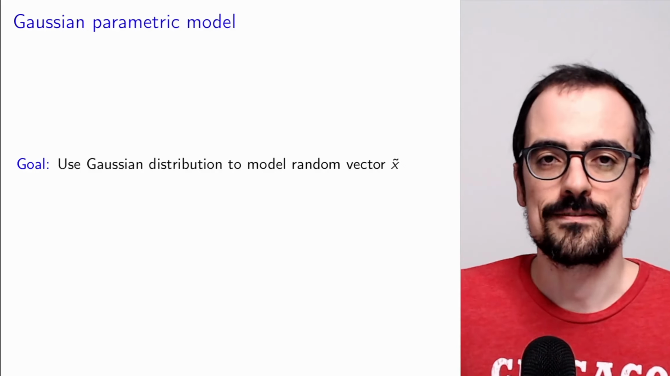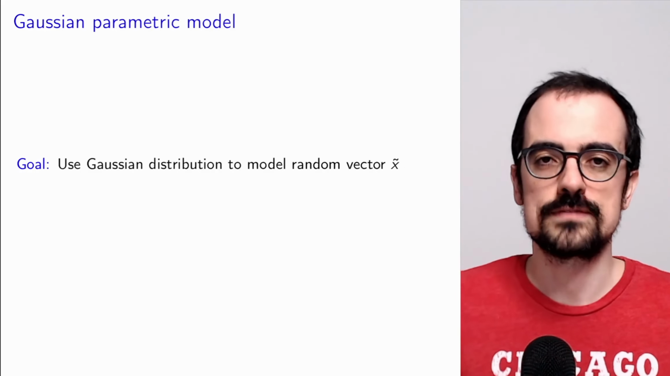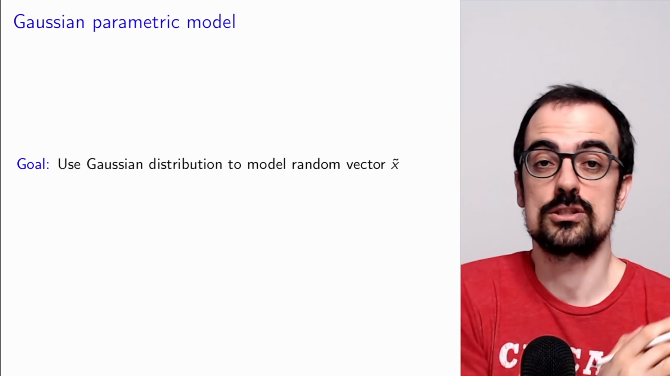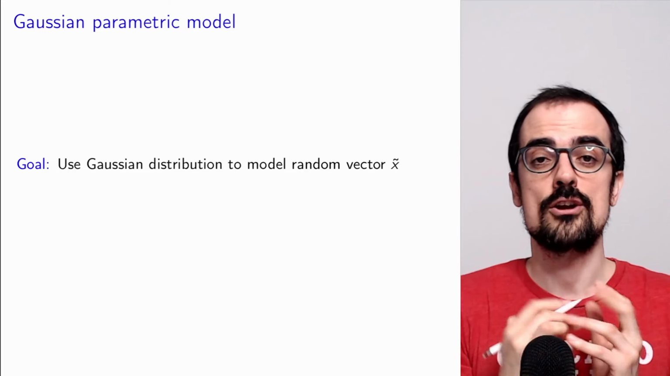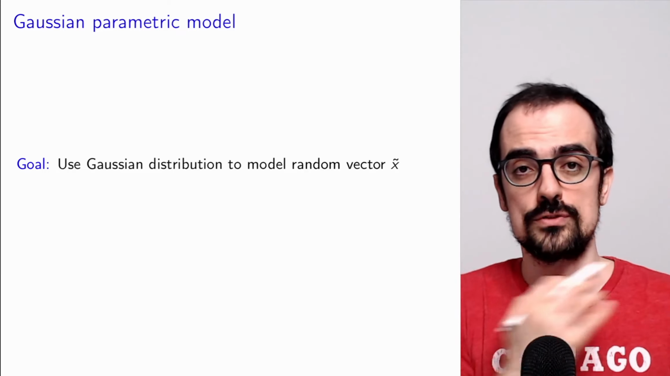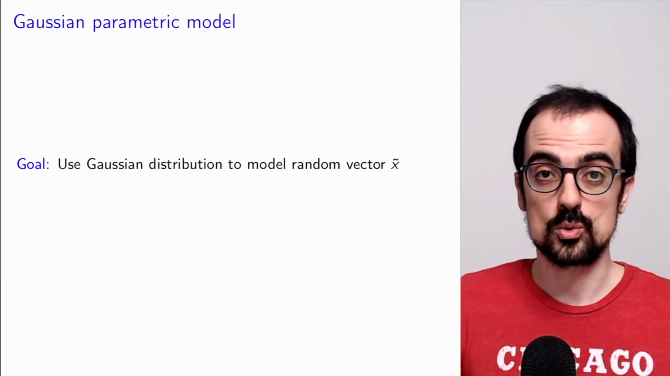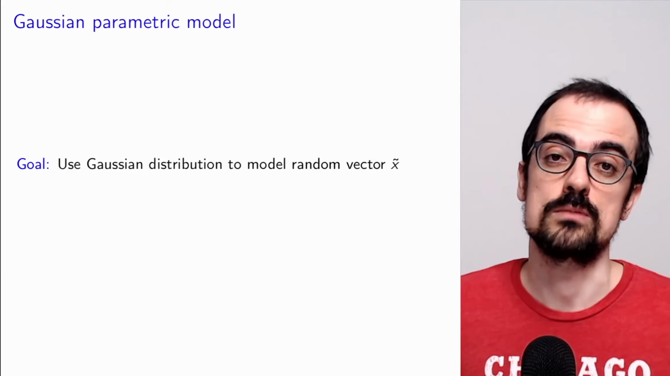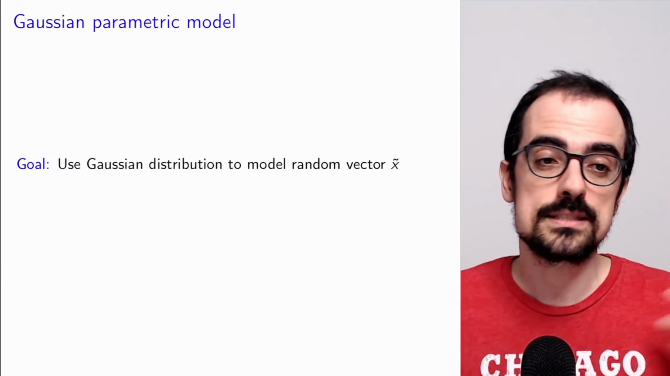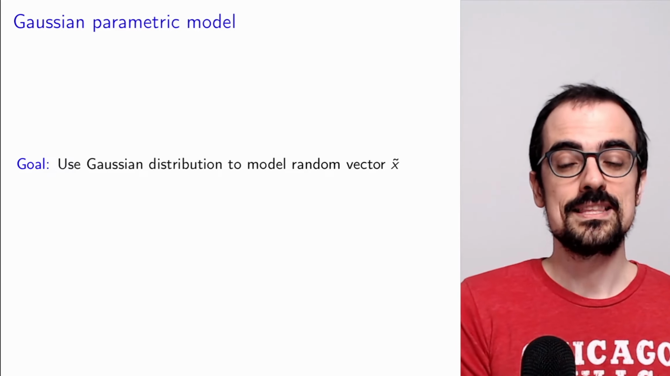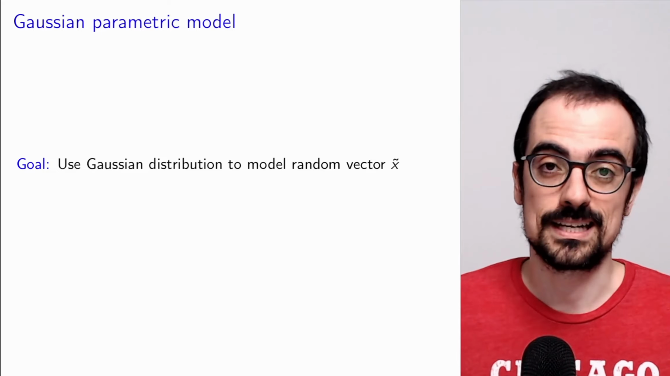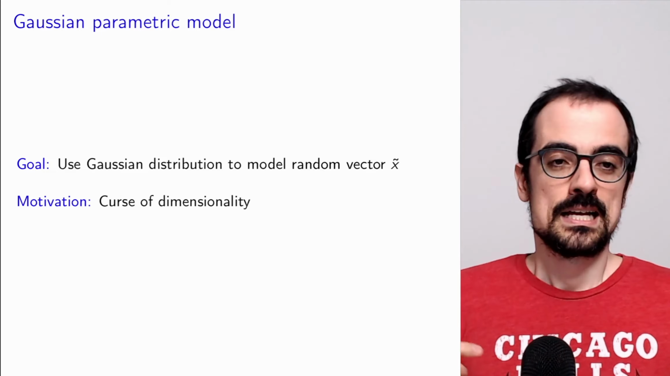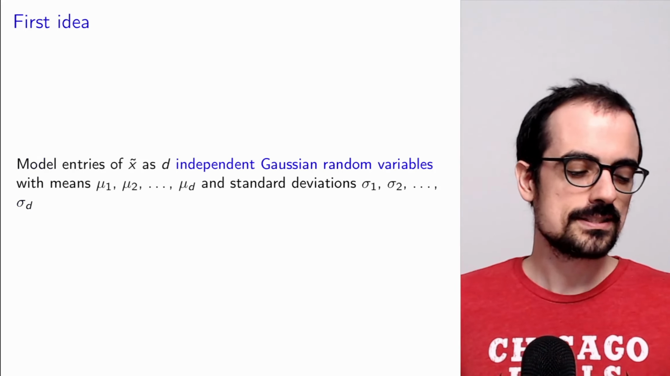Okay, so we've reached our final topic. Remember, because of the curse of dimensionality, when we go to higher dimensions, we cannot do things like multidimensional kernel density estimation. We either have to enforce independence or conditional independence constraints in order to be able to estimate the joint PDF tractably, or alternatively, we can use a parametric model. And the most popular parametric model is the Gaussian parametric model. So the idea here is that we want to use the Gaussian distribution to model random vectors. The motivation is the curse of dimensionality, as I just said.